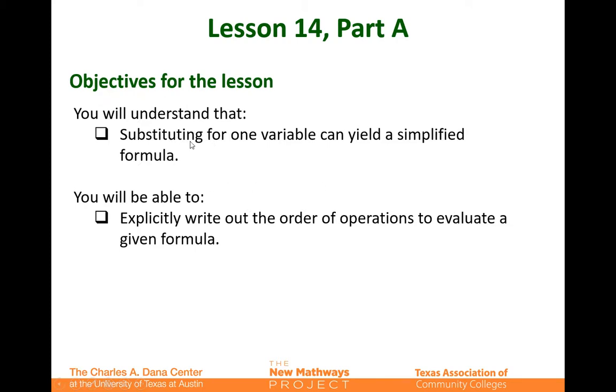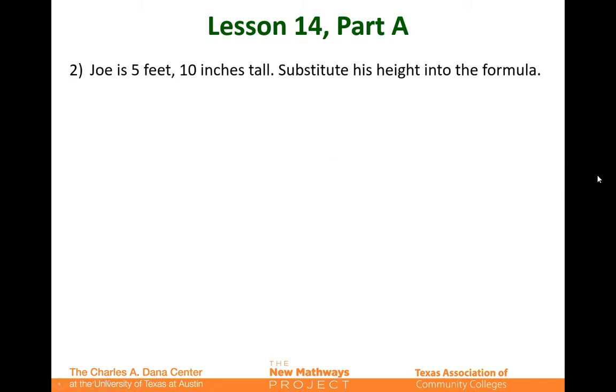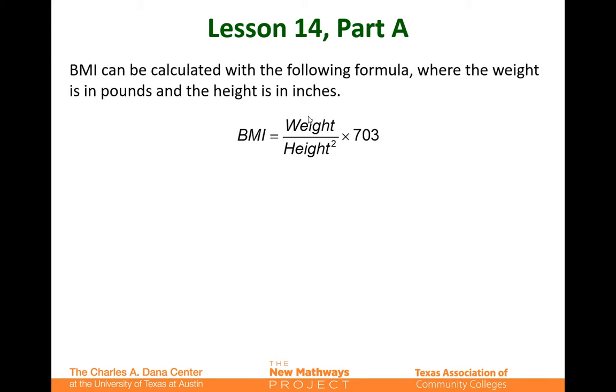In this, we're going to look at substituting for one variable, which can give us a simplified formula. It says BMI can be calculated with the following formula, where the weight is in pounds and the height is in inches. Joe is 5 feet 10 inches tall. Substitute his height into the formula. So let's look at that formula one more time. Our formula is weight over height squared times 703.